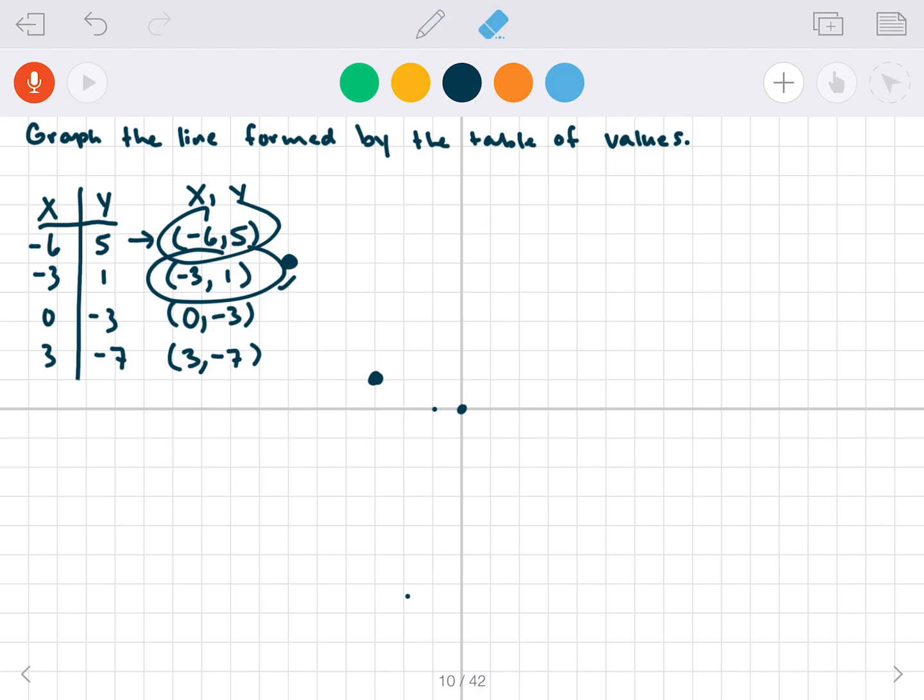Next one says don't move in the x direction, but go down 3 in the y direction. So we don't move left to right, but we do go down 1, 2, 3. And finally, go to the right 3 and then go down 7. So from the middle, again, this is my middle point, we go to the right 3, 1, 2, 3, then we go down 7: 1, 2, 3, 4, 5, 6, 7. And I can erase all my scratch work here and then connect the dots, and I do get a straight line.